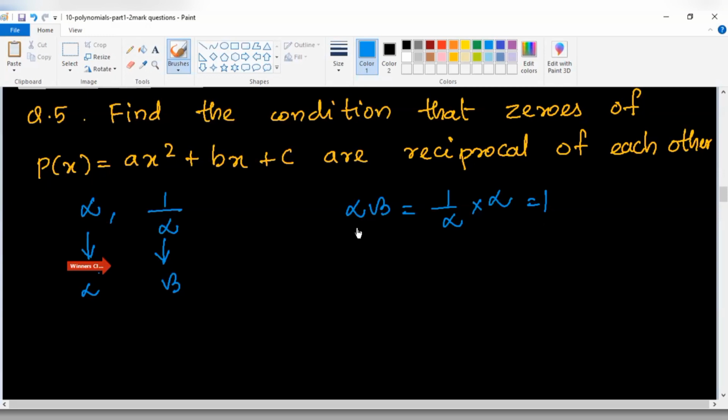And we know alpha beta is c by a. c by a is equal to 1. That is the condition at which the zeros are reciprocal to each other. So c by a is equal to 1 means we can conclude it as c is same as a. This is the condition. This is the answer.